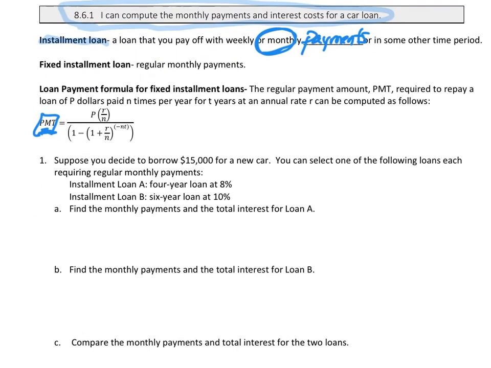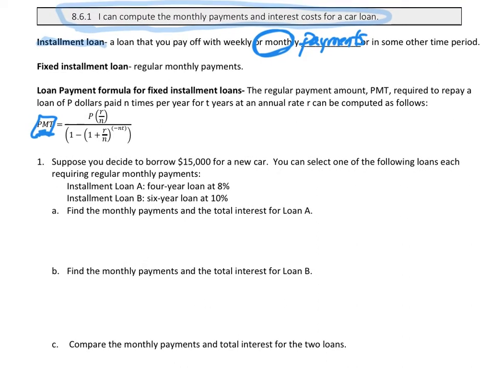All right, so let's put this formula to work. Suppose that we want to borrow $15,000 for a new car, and it could be a used car too. So this is your P. You can select one of the following loans, each requiring monthly payments. Installment loan A for 4 years at 8%, or a 6-year loan at 10%. Usually if you need a longer loan, the interest rates will be higher. The benefit of a 6-year loan over a 4-year loan is that your monthly payments would be lower, but you're going to end up paying more for the car in the long run.